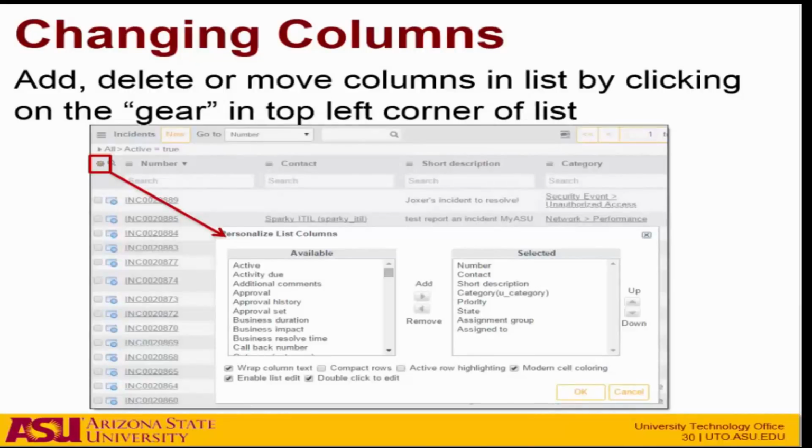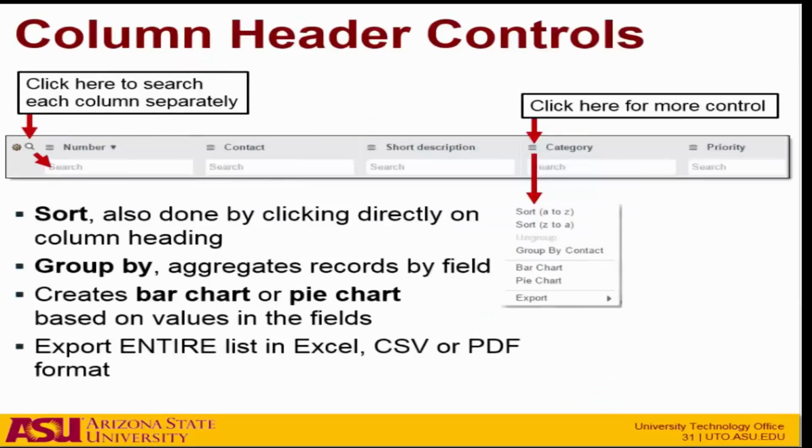If you click on the little hamburger button in the column heading, you'll get an extra list where you can sort the list according to that particular column, either A to Z or Z to A. You can group items together within the list by what's in that particular column. You can create bar and pie charts, and you can also export the list.